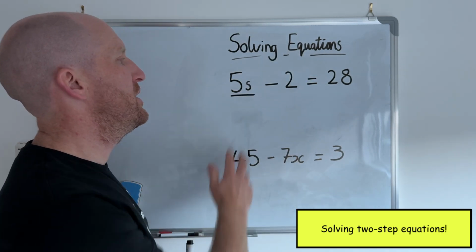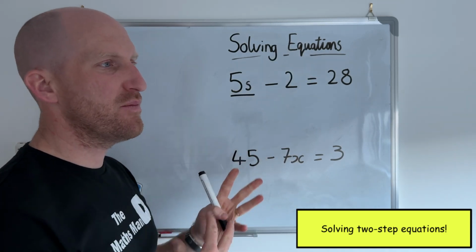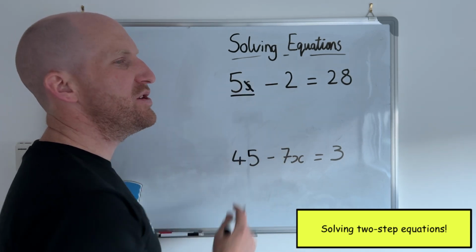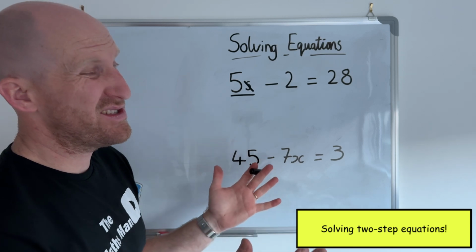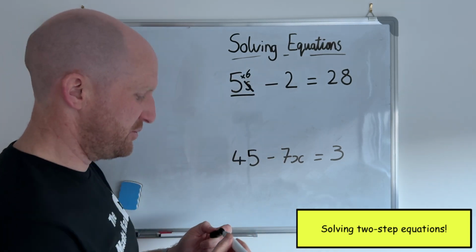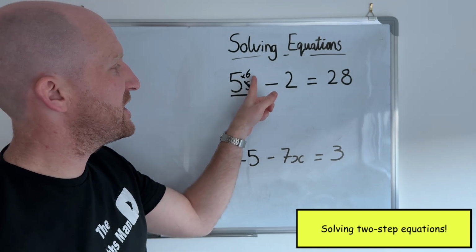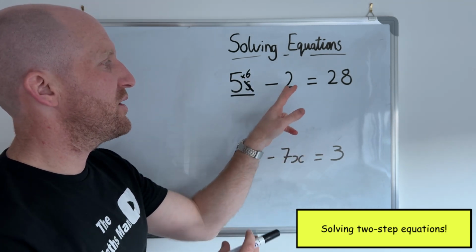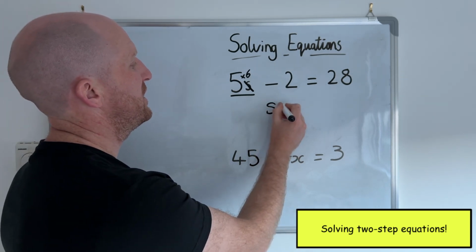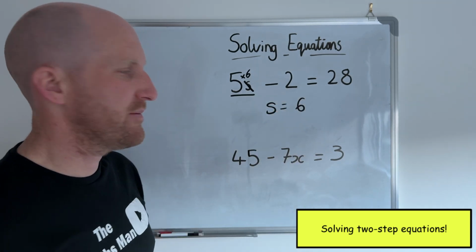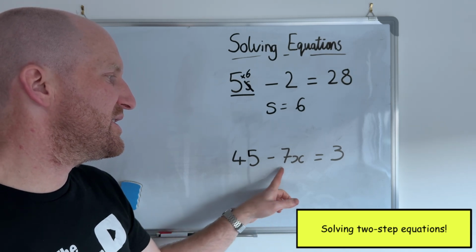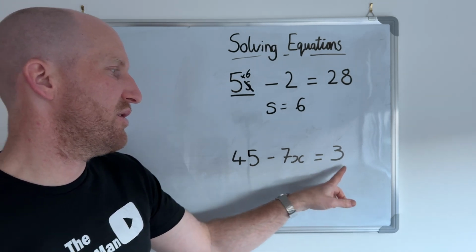So 5s, so 5 multiplied by s, 5 multiplied by a mystery number. What mystery number multiplied by 5 makes 30? So that must be 6. s must be 6 because 5 times 6 equals 30. Take away 2 equals 28. So s equals 6. And in this final example, I've got 45 take away 7x equals 3.